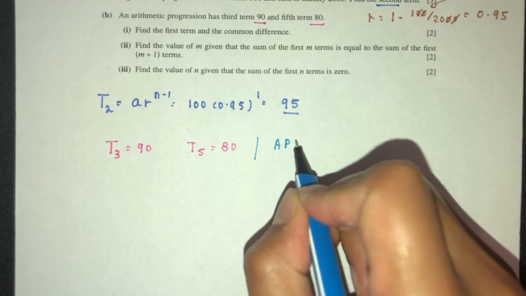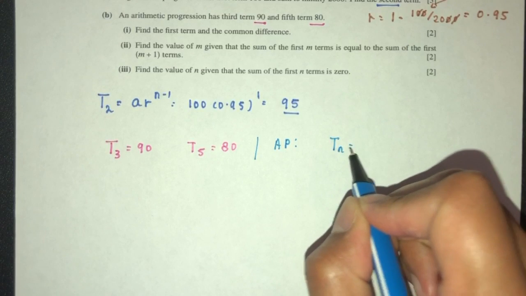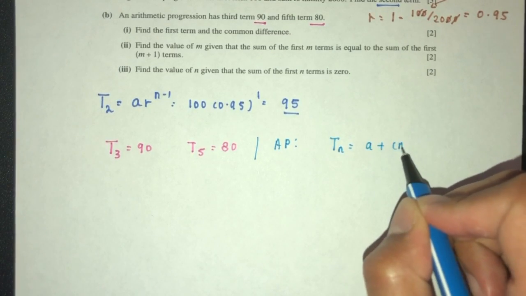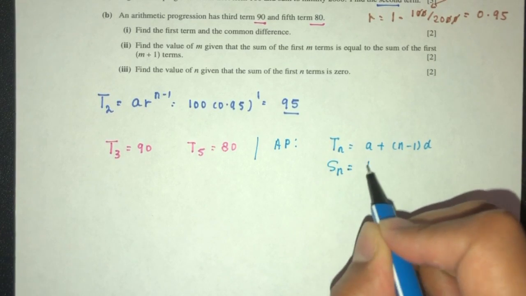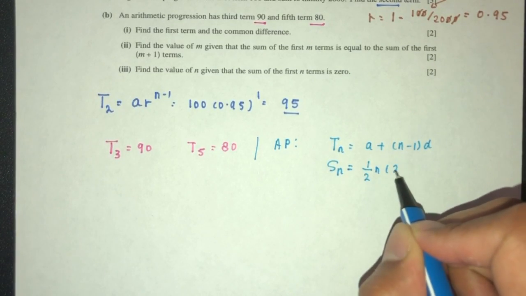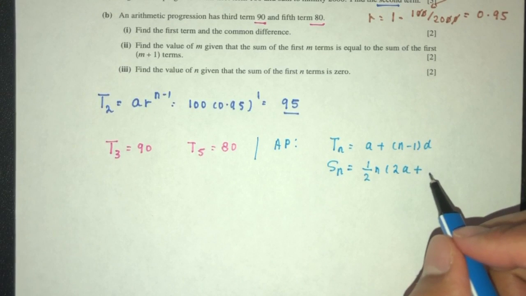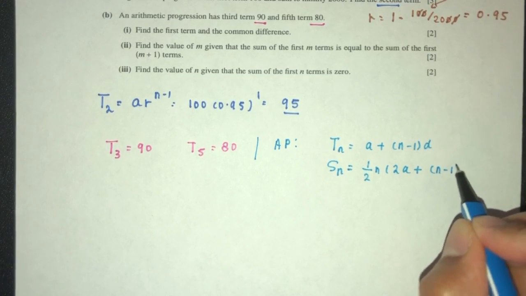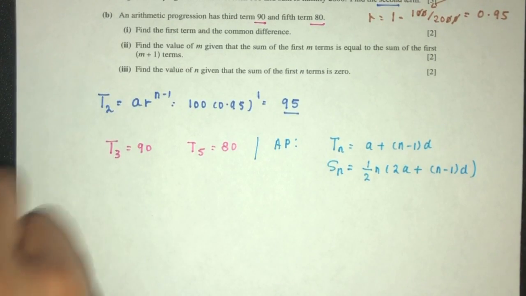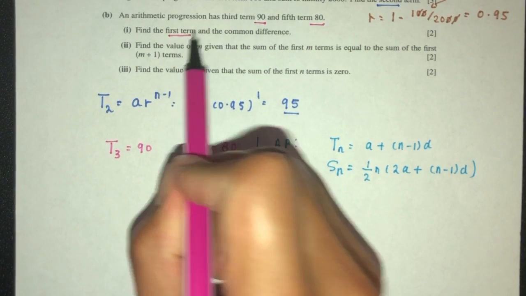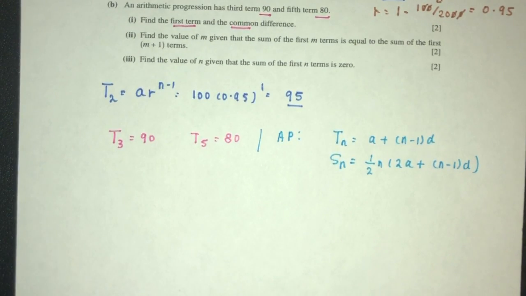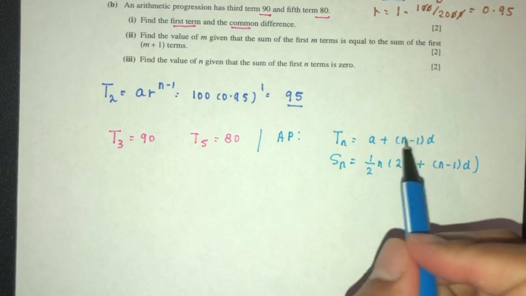So for an AP, we know that the nth term is given by a plus n minus 1 times d, and the sum of the first n terms is half n times 2a plus n minus 1 times d. Okay, great. So first question, we have to find the first term, which is a, and the value of d. So we have to use these two values, logically. So replace back in your equation.